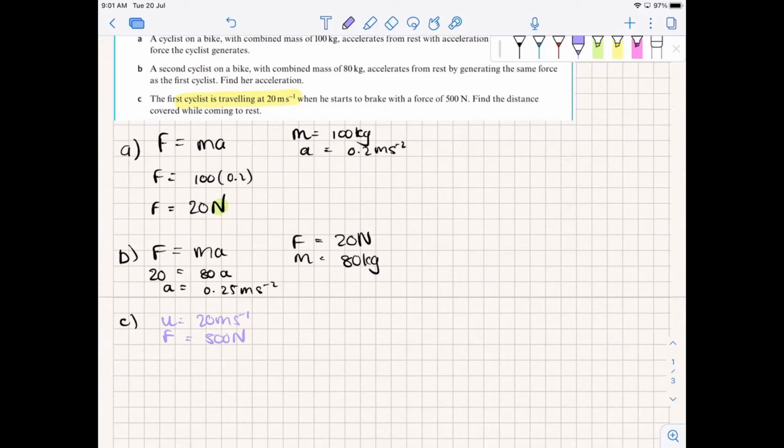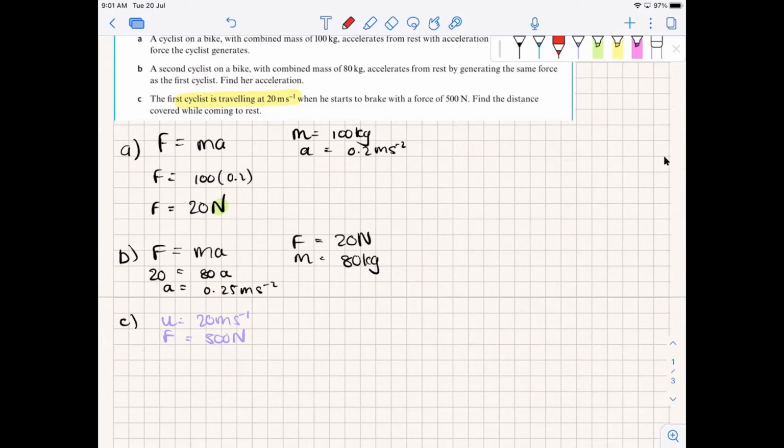Now, this cyclist is traveling forward. So Kiana, what is the force in this case, the braking force? 500 newtons. Is it just 500 newtons? Think about the direction that the force is happening in. It's 500 plus friction.